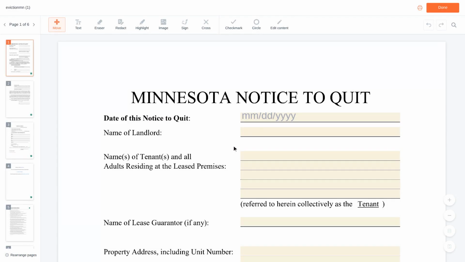Let's fill out the Minnesota Eviction Notice together, the written notice a landlord serves before an eviction case can begin, and check what the state asks of it as we go.